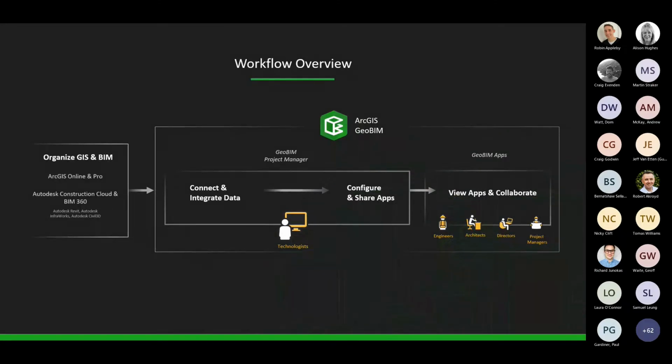So we can configure a number of different applications, and we can then choose who we want to share those with. And then our end users will just simply access that web application that's been built for them, that provides them access to the data that's relevant for their particular role or their particular geographic area of expertise.